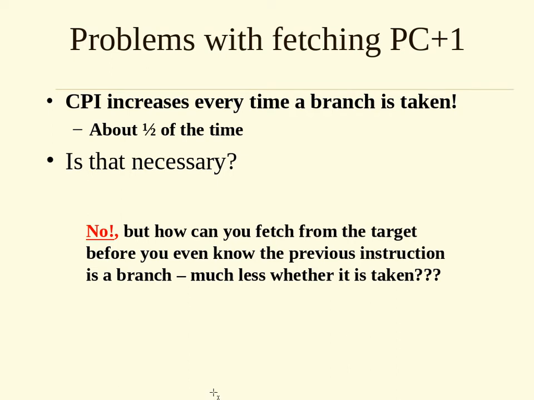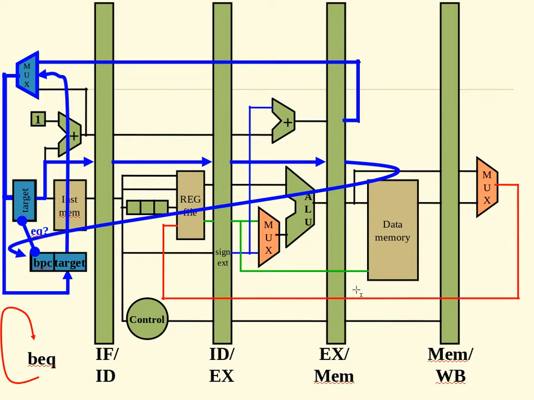But how can we fetch from the target before you know the previous instruction is a branch, much less whether it is taken? Well, you can't, but you can always predict, aka if a branch was taken, you say, hey look, this branch was taken right here, let's store the target. If these two are equal, load from the target instead of from the program counter and move on. AKA, if the last time you were at this branch it was taken, go ahead and take it again. All right.